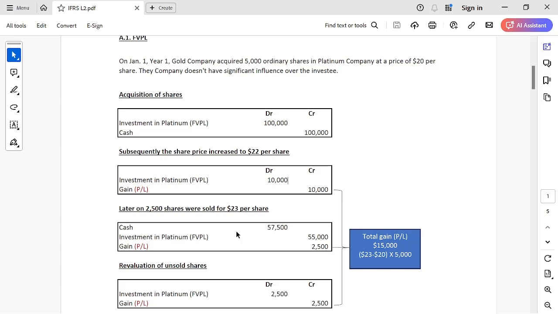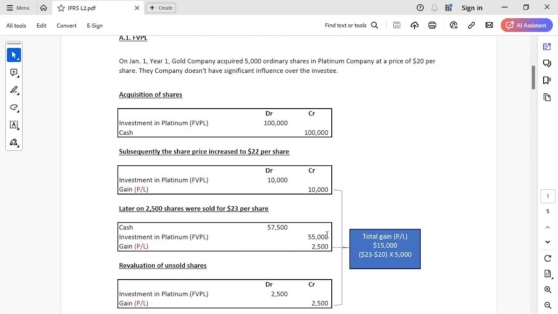Let's say later on the company sold half of the shares, 2,500, for $23 per share, which means an additional $1 increase. That's good news. Easily understood with the double entry: debit cash for the amount received, which is $23 multiplied by 2,500 shares, giving us 57,500. We derecognize the amount sold, so we credit the investment 55,000.